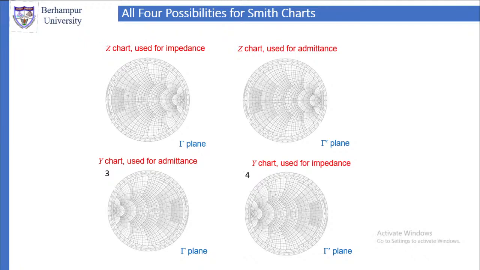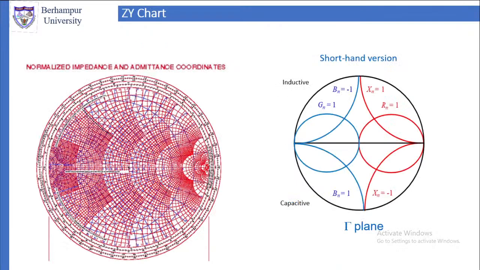Then the Y chart can be used for admittance, that is figure number 3. Then the Y chart can be used for impedance, that is figure number 4. All 4 are possible. I will stick to the first 2 only. When we are discussing the applications, we will discuss the first 2 only. Then also in the market there is a chart which is called the YZ chart. We can get it from the internet, which is the normalized impedance and admittance chart. So both the charts are there. Both are superimposed and they give you the YZ chart.